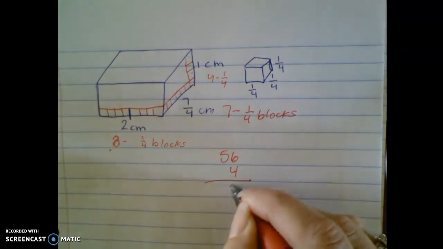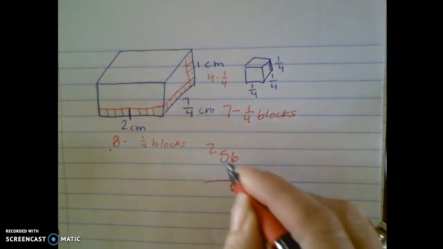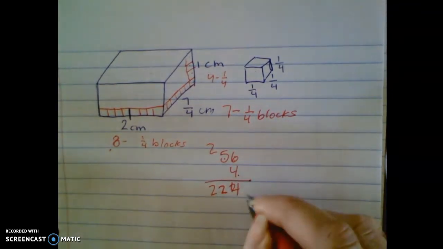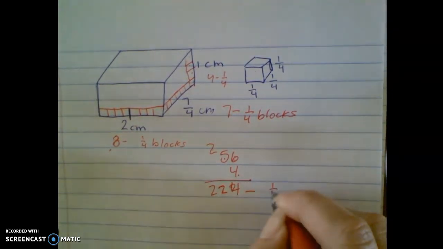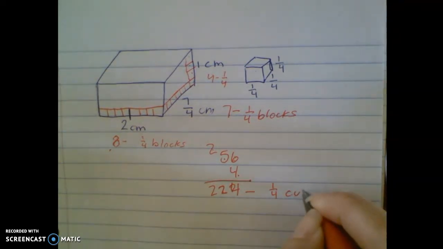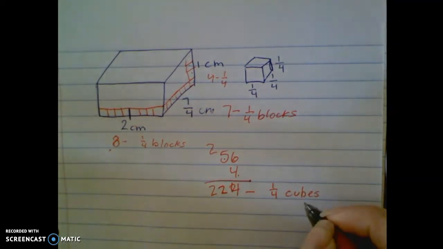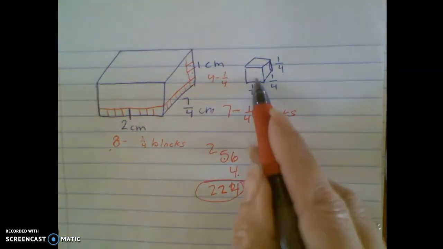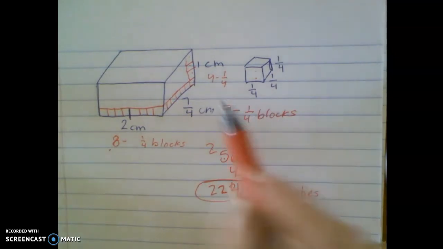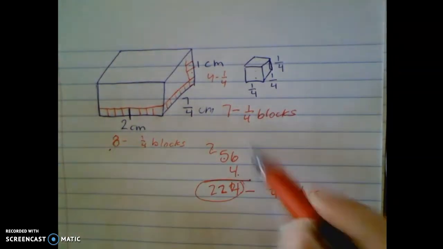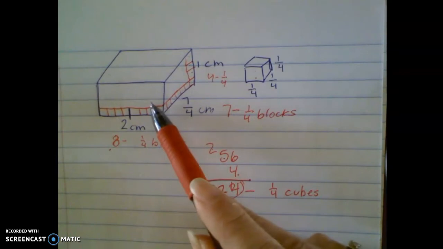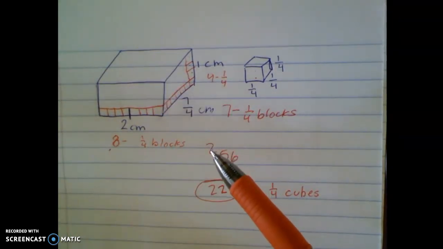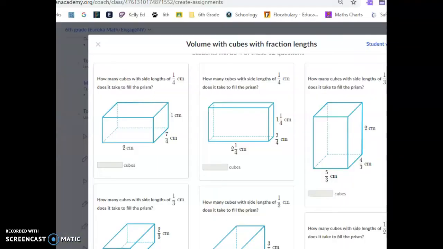So 4 times 6 is 24. 5 times 4 is 20 plus 2 more. So it would fit 224 1/4 by 1/4 cubes. That makes sense that it would fit so many cubes in there because these cubes are tiny. They're a fraction of a whole centimeter. So these are really small cubes, so it would take a ton of them to fit inside of this rectangular prism. Okay, let's try another one.